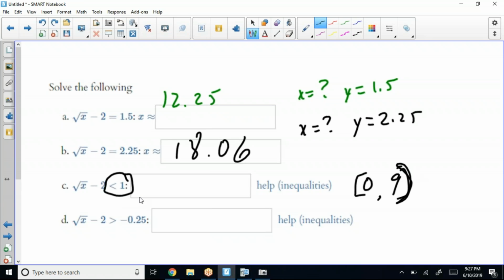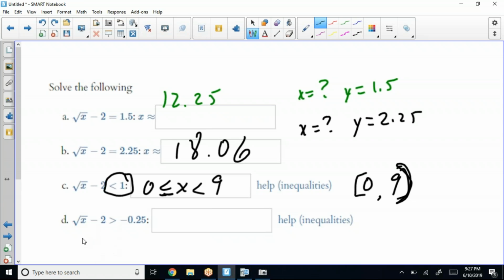But they wanted it in inequality. So 0 less than or equal to x less than 9. Okay. Equal to gets a bracket. The parentheses for the 9 is because 9 is not included, because the 1 is not included.